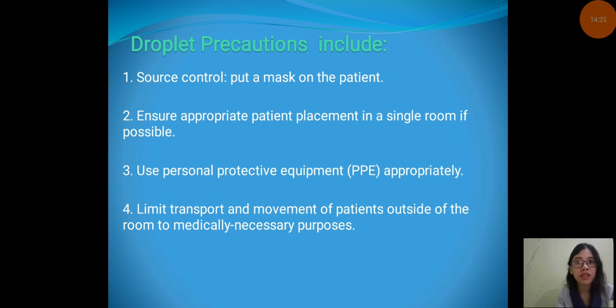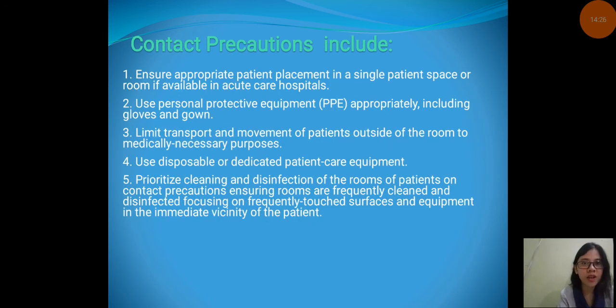And the last one is the contact precautions. These are used for patients with known or suspected infections that represent an increased risk for contact transmission. So the contact precautions include: first is ensuring appropriate patient placement in a single patient space or room if available in acute care hospitals. The second is the use of the PPE appropriately, including the gloves and the gown. You must never forget about those two.